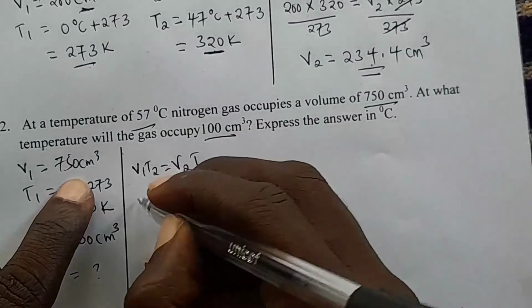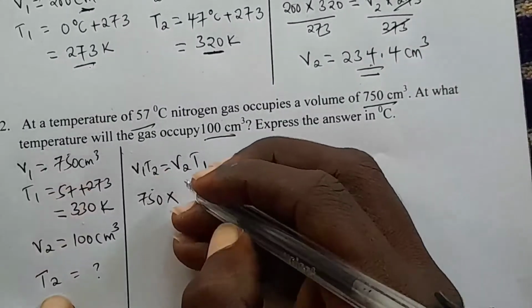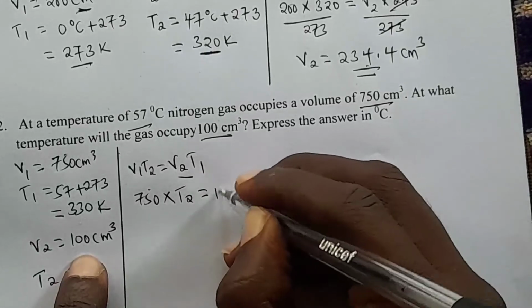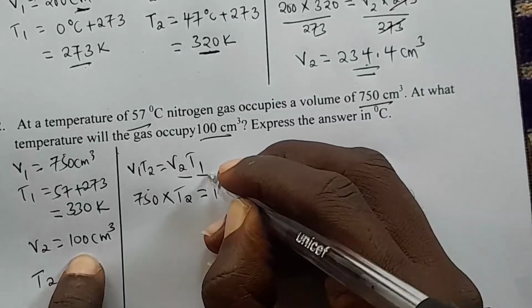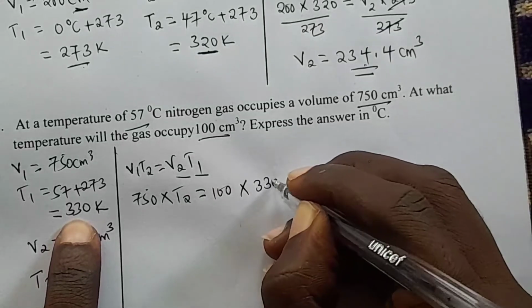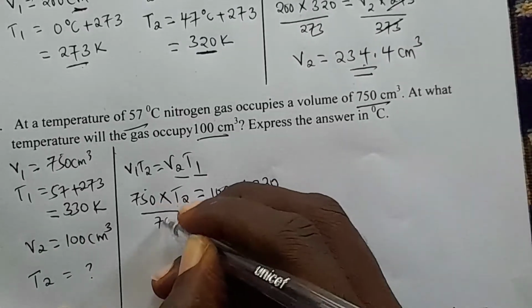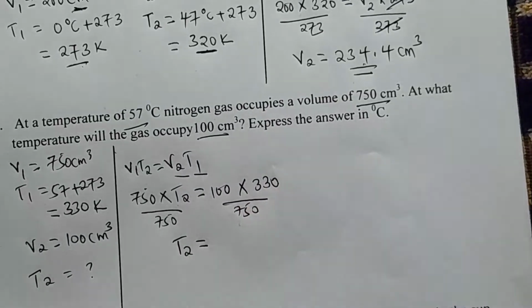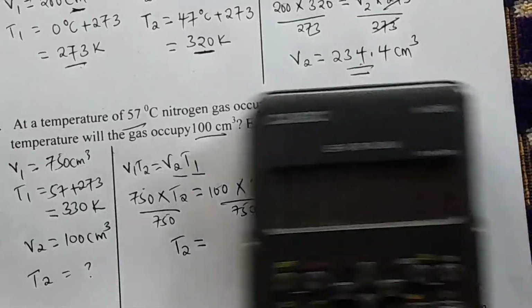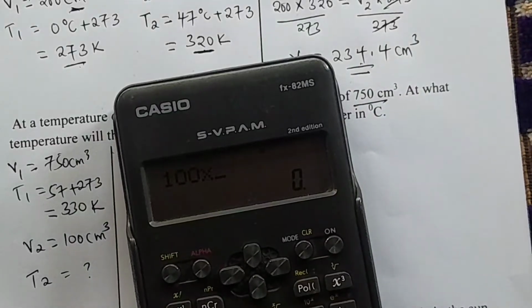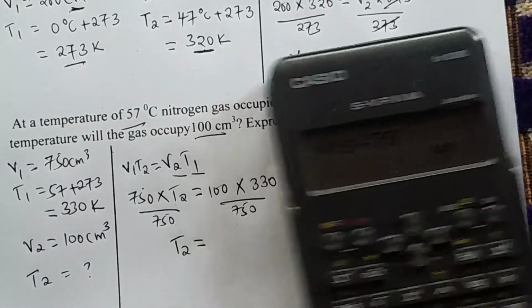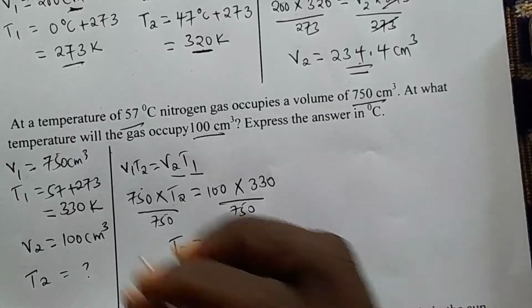So here our volume 1 is 750 times temperature 2, which we don't have, which will be equal to volume 2, which is 100, times temperature 1, which is 330 Kelvin. To get temperature 2, we divide by 750 on both sides. So temperature 2, what are we going to get? 100 times 330 divided by 750. We are going to get 44. The unit here is Kelvin.